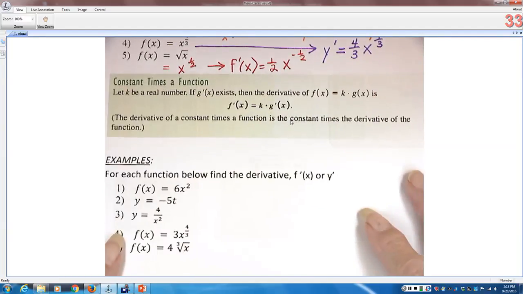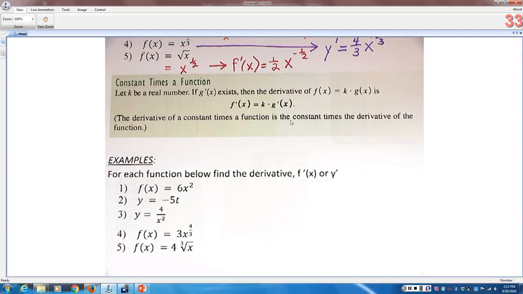Okay, our next rule is called the constant rule. It says if k, which just stands for constant, is a real number, and you have a function that is a number times another function, g of x, like x squared, or just x, or square root of x, it could be anything, but there's a coefficient in front of it. What you do with that coefficient is you pull it out in front of the derivative, and then just take the derivative of what's left.